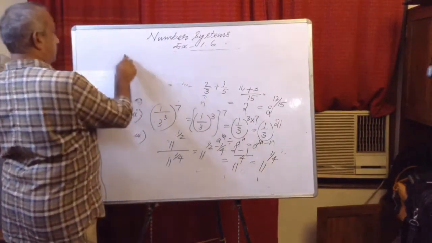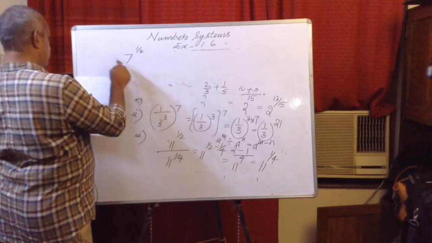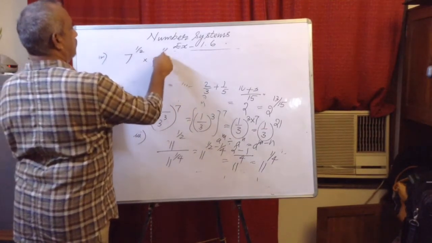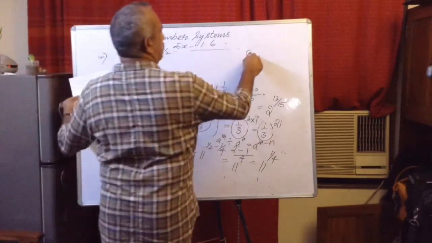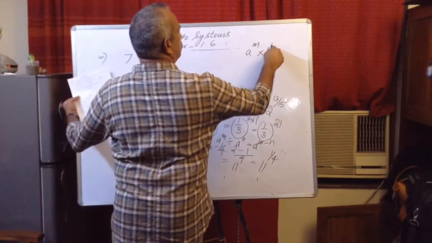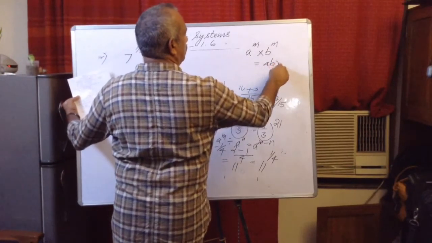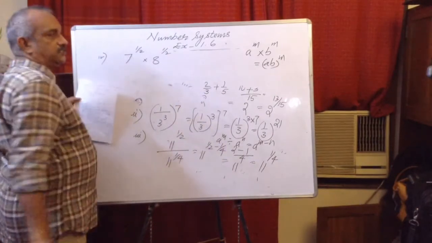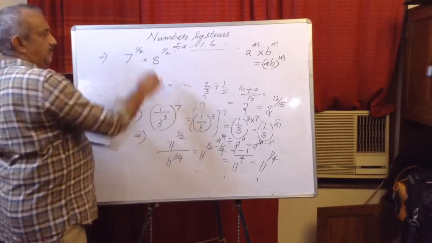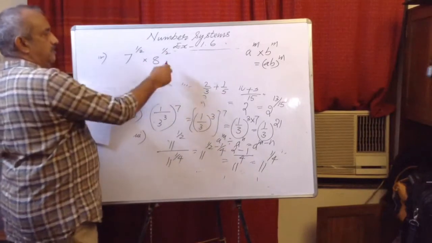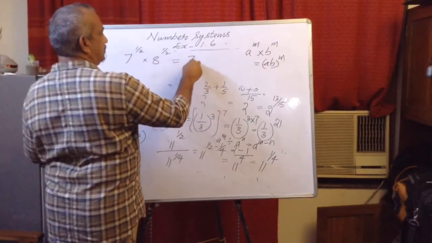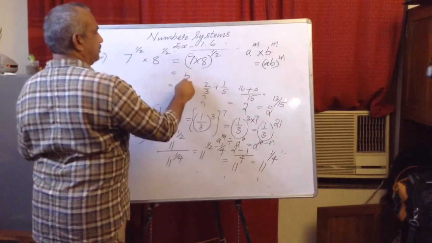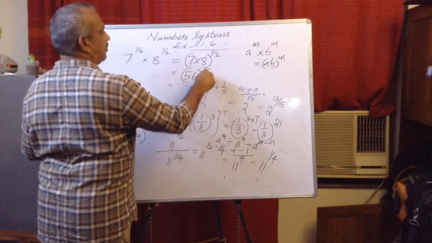Question is 7 raised to 1 upon 2 into 8 raised to power 1 upon 2. Now the rule says a raised to m into b raised to m is equal to ab the whole raised to m. So we can combine, since the powers are the same and operation is multiplication, we can put one single power. So 7 into 8 the whole raised to 1 upon 2 is equal to 56 raised to power 1 upon 2.